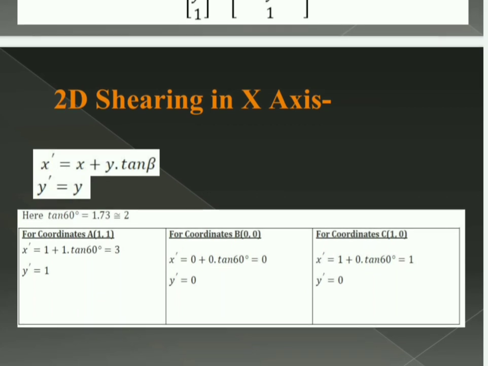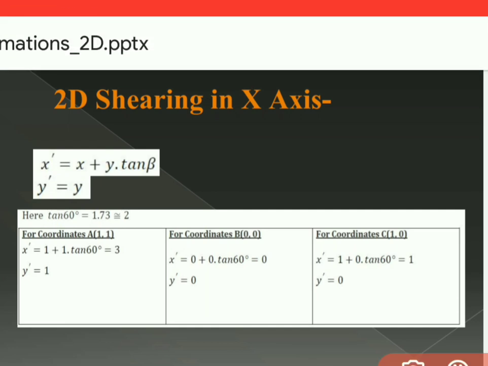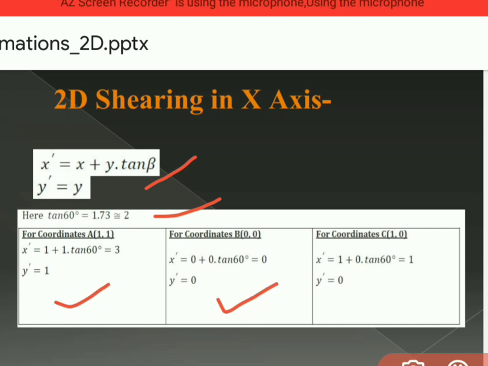Now in this example we are going to consider a triangle having the vertices A (1,1), B (0,0) and C having the coordinates (1,0). And here I want to change the shape of the triangle with an angle of 60 degrees. So tan beta means tan 60, having the value 1.73, which is approximately equal to 2. Now it is a shearing in the x-axis, so that's why we will use these algebraic equations. After substituting the values of x and y and tan beta, that means tan 60 degrees, you will get the new coordinates like this.